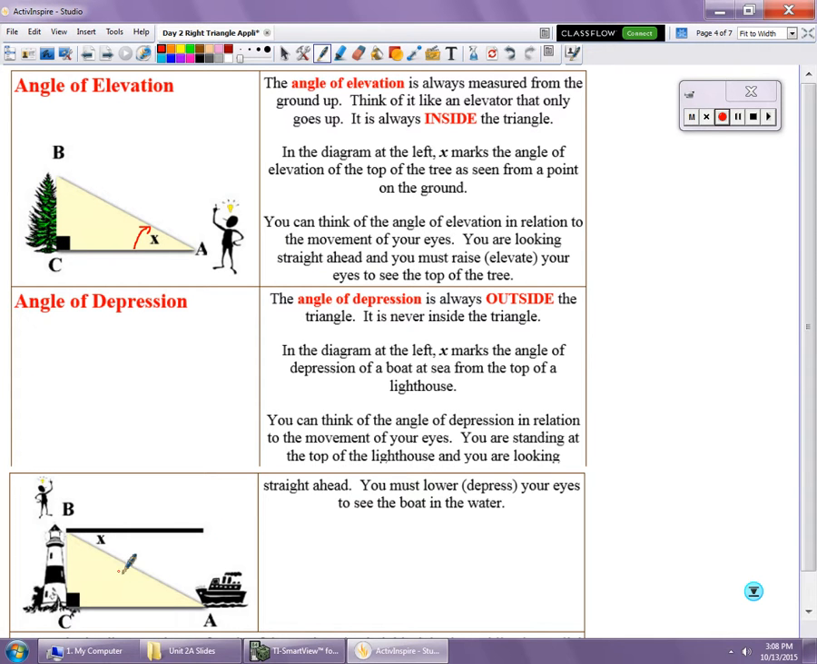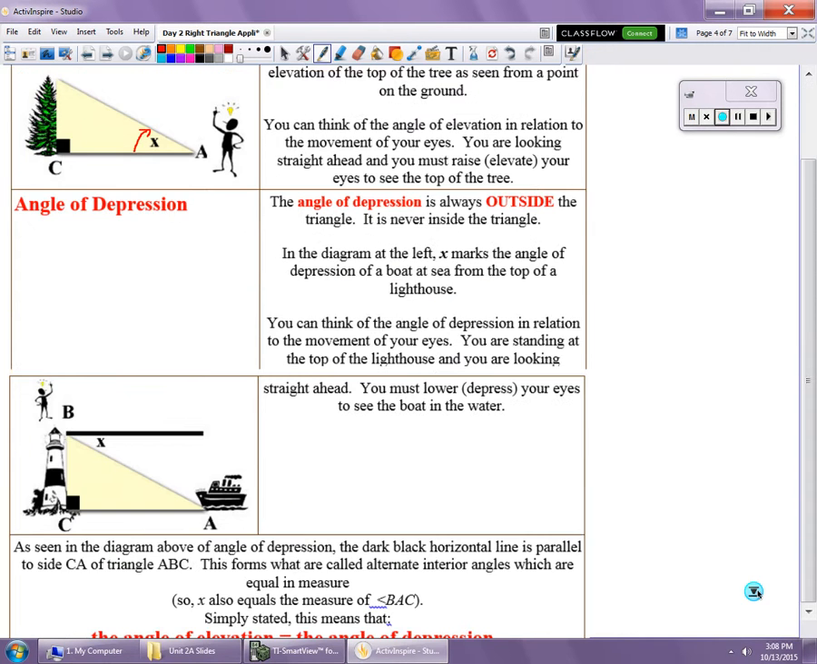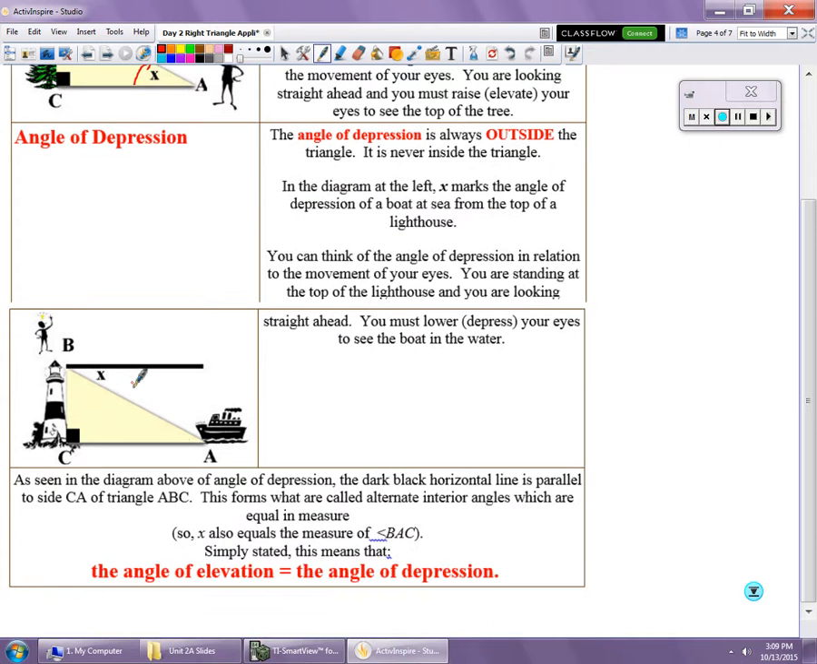An angle of depression, which is the picture down below here, is always outside. So you're looking from the horizon across, down. This is an angle of depression here. Angle of depression is outside the triangle word problem you're trying to find. You can think of angle of depression in relation to the movement of your eyes. You're standing at the top of the lighthouse and you are looking straight ahead. You must depress or look down your eyes to see the boat in the water.